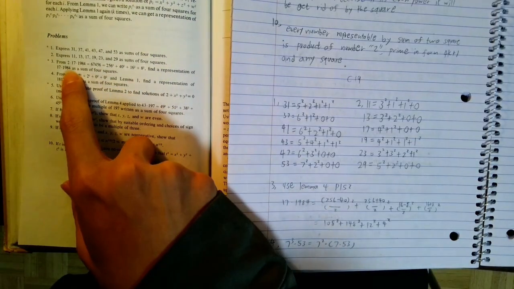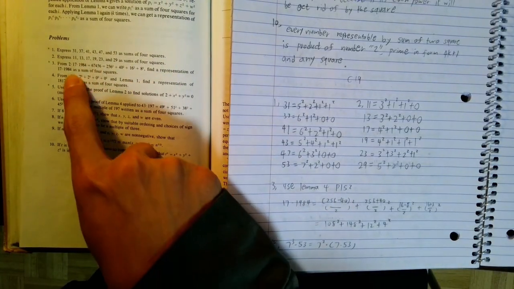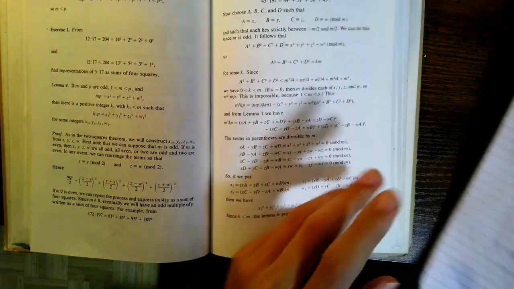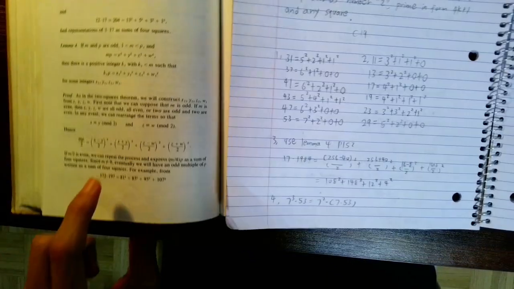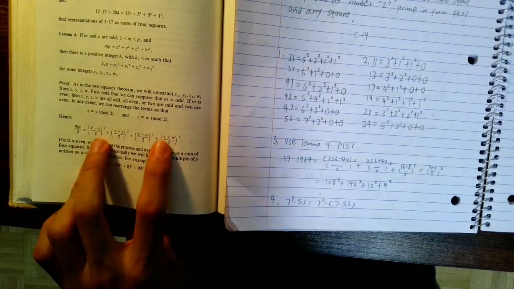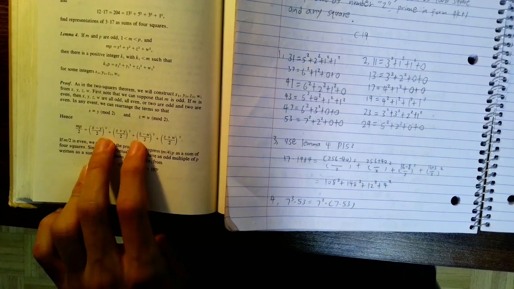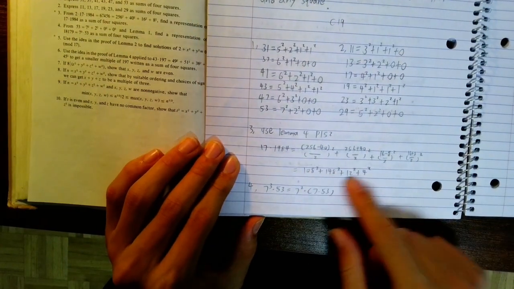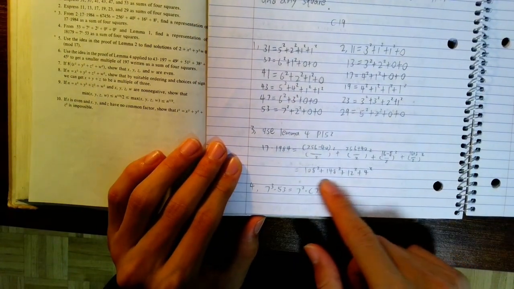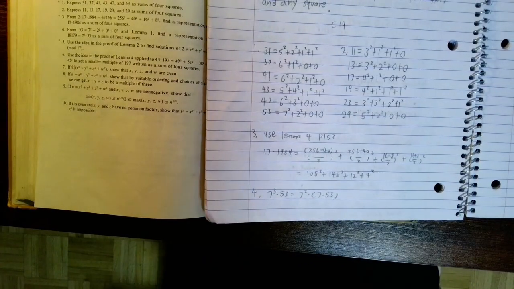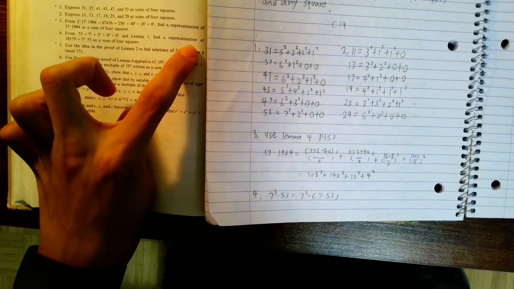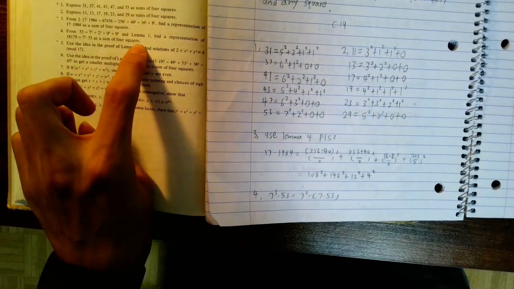And question 3, find the representation of this as a sum of four squares. If you pay attention to this chapter, there's a property to reduce the power of 2 here. By using this, we get a representation as a sum of four squares. And question 4, from this and lemma 1, find a representation of this as a sum of four squares.